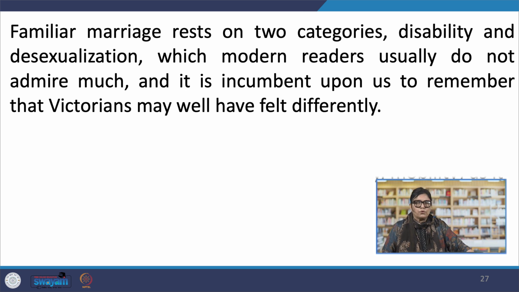Familiar marriage rests on two categories, disability and desexualization, which modern readers usually do not admire much, and it is incumbent upon us to remember that Victorians may well have felt differently. A disabled body in the 19th century may have been a positive marker of spirituality, sensitivity, emotional accessibility, instead of marking a lack of health, viability, mobility, as it does in contemporary Western culture. We might think here of the common iconography of the angelic, purified, dying female body, starting with Richardson's Clarissa and including Dickens's Little Nell, Yonge's Margaret May, and Gaskell's Ruth.